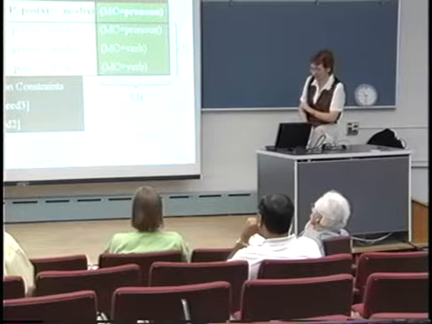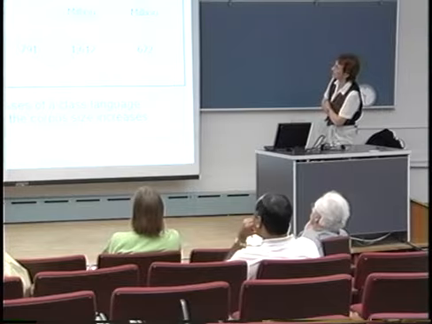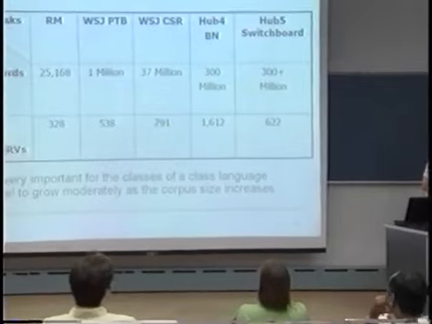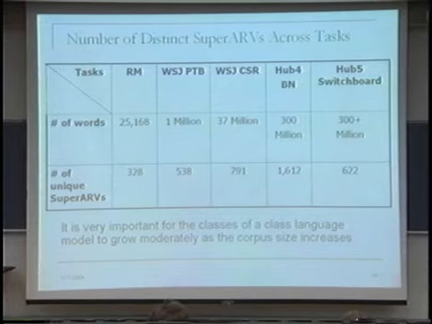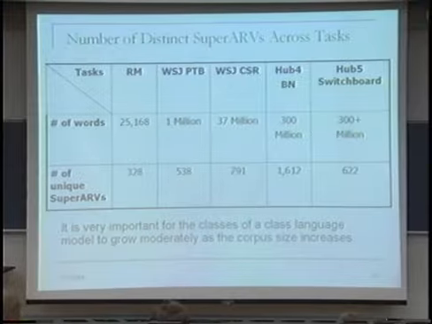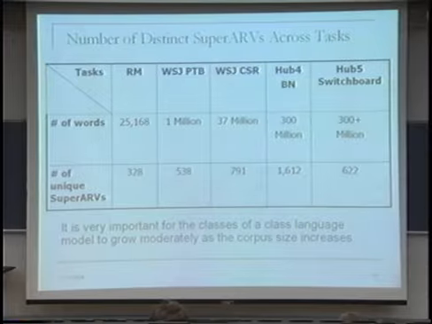So these packets are stored, and indeed, if you go back and look at these tree banks we created, and I'm going to tell you about how they were created, I want to show you this initially because, if you look at these corpora where we have created super ARV models, the number of distinct super ARVs does not grow terribly fast. Initially, we created a tree bank for resource management by hand. We began our work with resource management, and there were 328 unique super ARVs for that corpus.